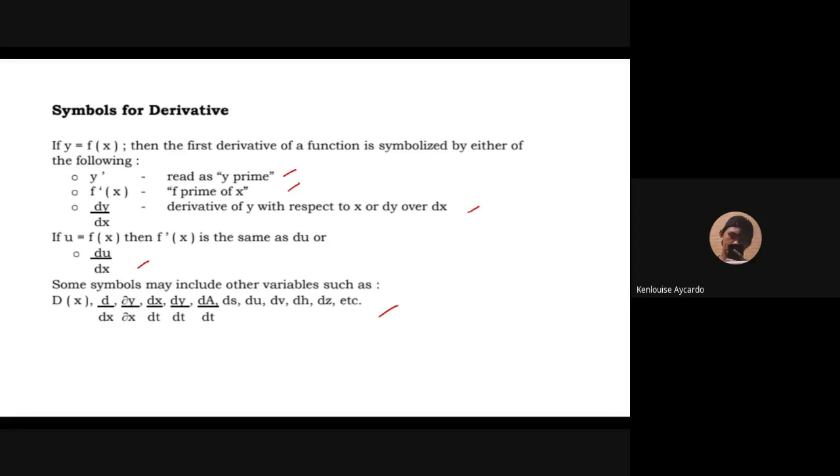So pag derivative, ano ba ibig sabihin? The derivative of the simplest function using the limit definition can be a lengthy and tedious process, yung may mga delta x na ginagawa natin. So we will be following some rules in finding the derivative of a function.